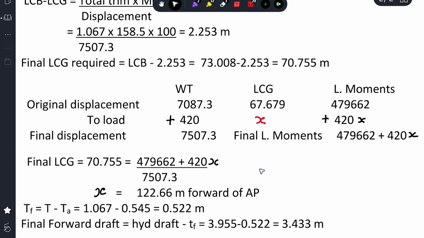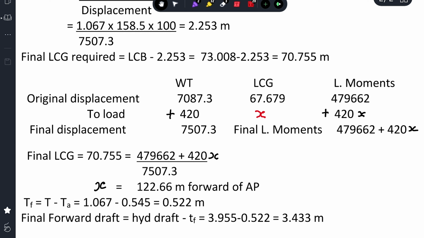Now they want the forward draft. For forward draft, I need the forward trim, TF. What will be the change in the forward draft because of trim? I know TA, aft trim, and I know total trim. So total trim minus aft trim will give me forward trim. Total trim is 1.067. Aft trim TA, we have got 0.545, so 0.522 meter is the forward trim required. And because the ship is trimmed by stern, final forward draft will be hydrostatic draft minus TF. So hydrostatic draft is 3.955 minus 0.522, which is TF, gives me 3.433 meters. So this will be the final forward draft.